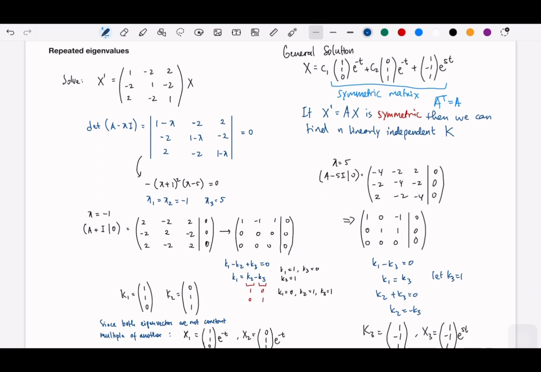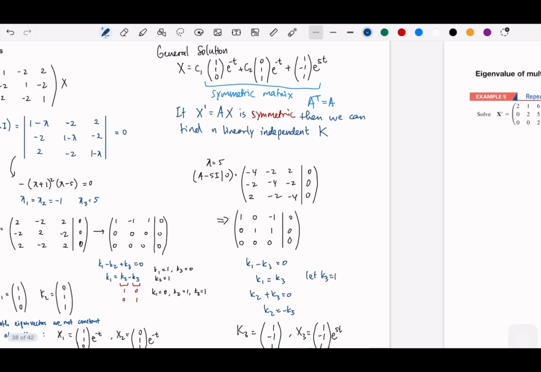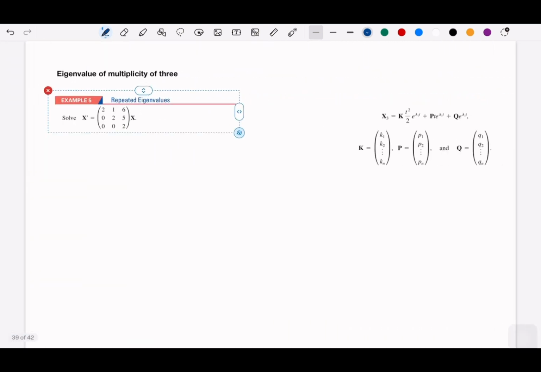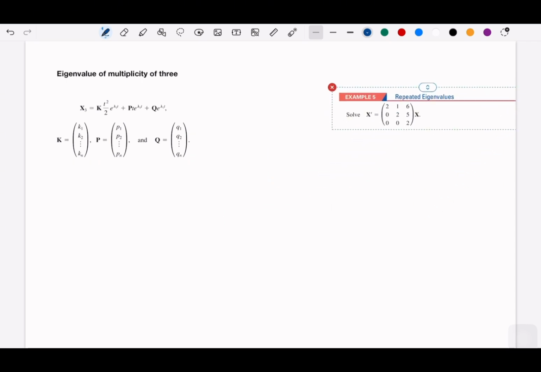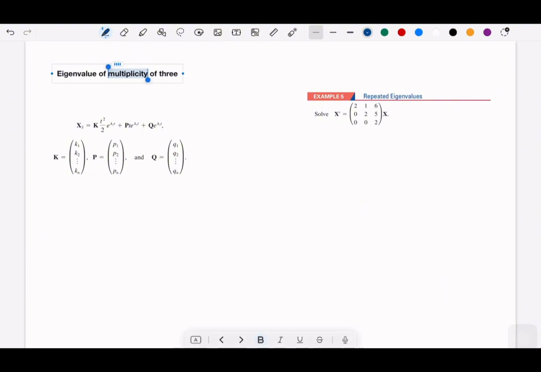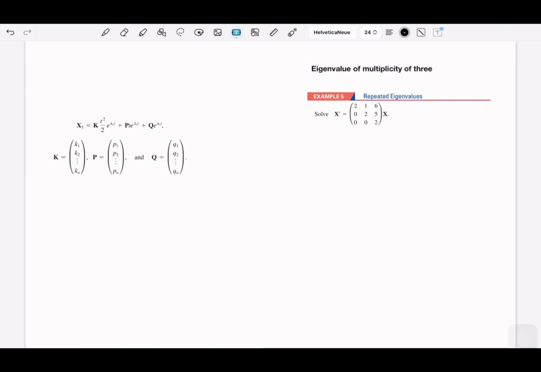Okay. Now another thing, before we move to another example for the repeated eigenvalues, similar to engineering math 1, we have how to find the second solutions. So let me explain first. Let this be another eigenvalue, and this will be the second solutions.